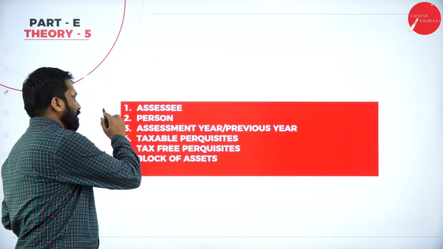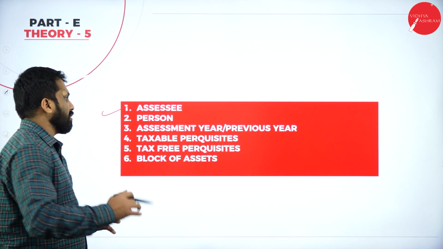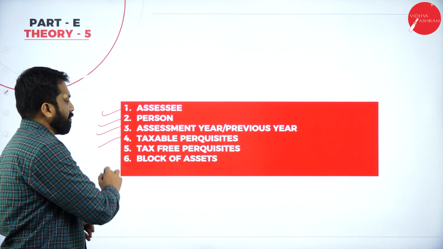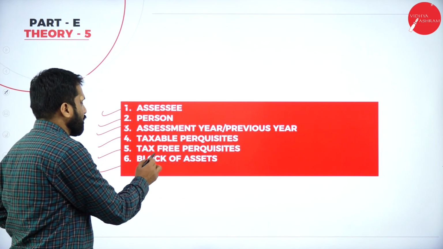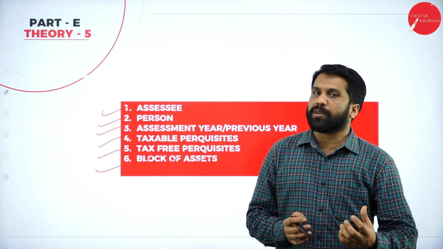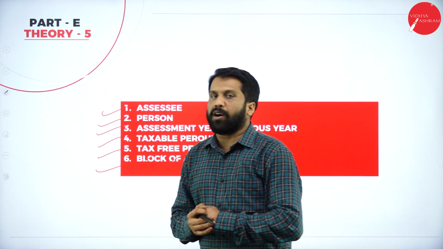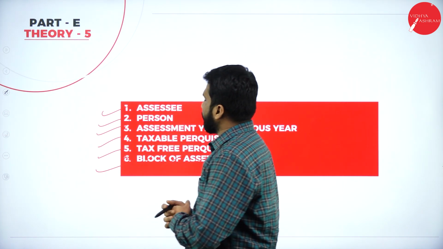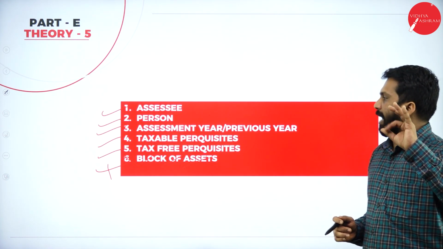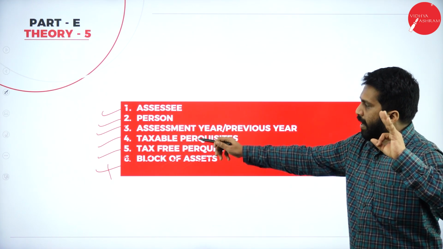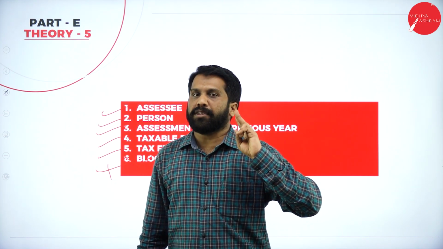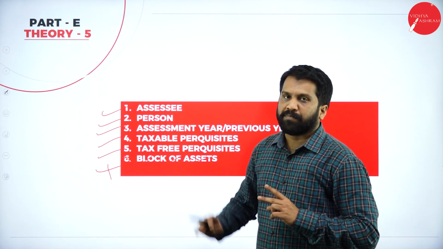Now, assessee, you have to read compulsory. Person, compulsory. Assessment year, previous year, compulsory. Taxable perquisite, tax-free perquisite, block of asset. See, block of asset, they will not ask you because it is a small topic and you don't have that concept in your syllabus. So, no need to learn block of asset. Except the 6th one, you can go for the 5 questions: assessee, person, assessment year, taxable perquisite, tax-free. Out of 5, I can guarantee that a minimum of 2 questions will come in your examination. If you are lucky enough, you may get more than 2 also.